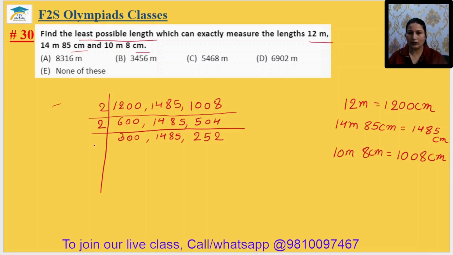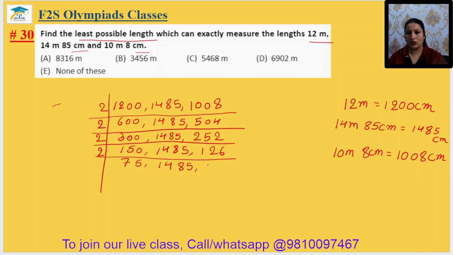Okay? Now again take 2, 150, 1485, 2 1s are 2, 2 2s are 4, 2 6s are 12. Again take 2, 75, 1485, 2 6s are 12, 2 3s are 6. Now take 3, 25s are, 5s are. Now 3 4s are 12, 3 9s are, 3 5s are, 3 2s are, 3 1s are.